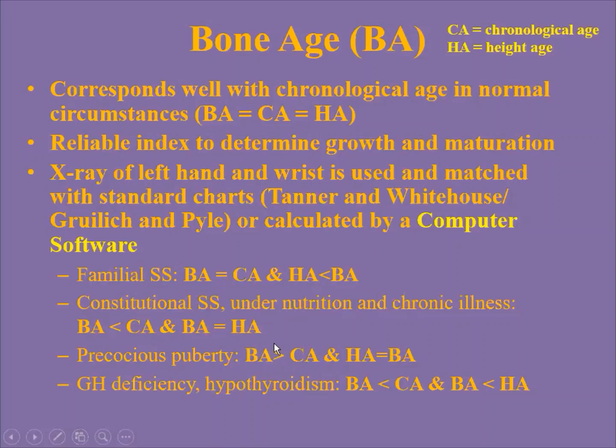4-year-old child has gone into precocious puberty. His chronological age is 4 years, bone age will be like 10-12 years, and the height age will also be 12 years. In conditions like growth hormone deficiency, hypothyroidism, endocrine problems where there is significant growth retardation, bone age will be less than the chronological age, well below the chronological age, and bone age will be less than the height age also, because so many factors are influencing.